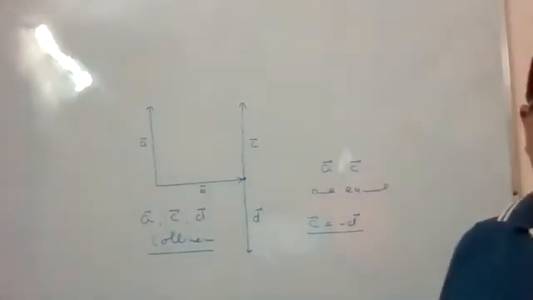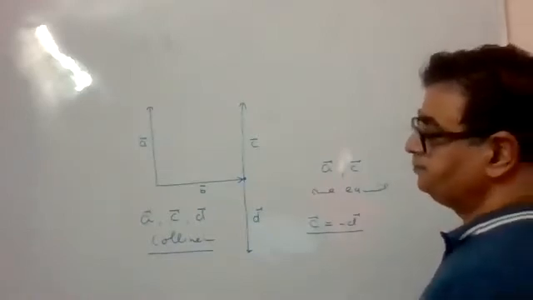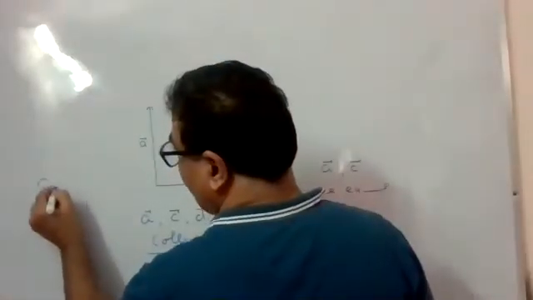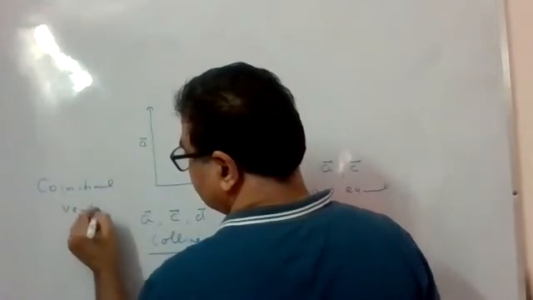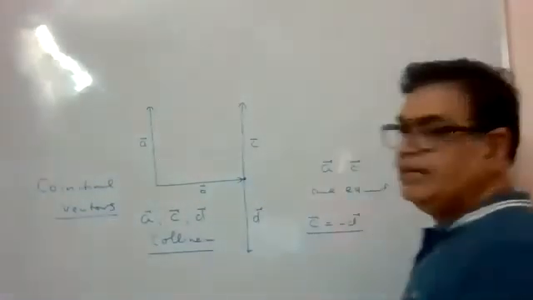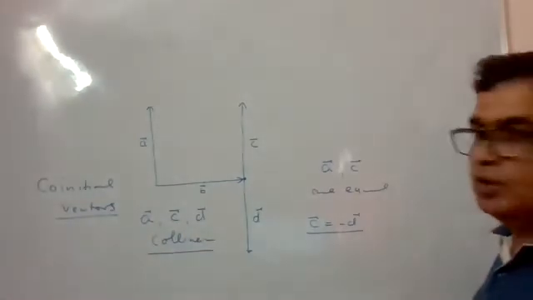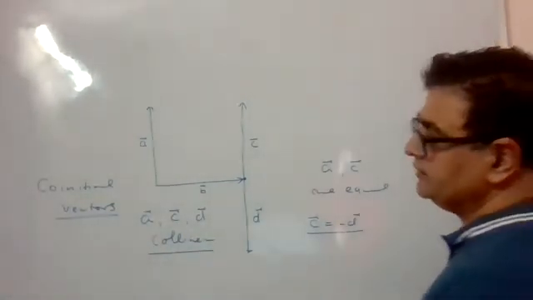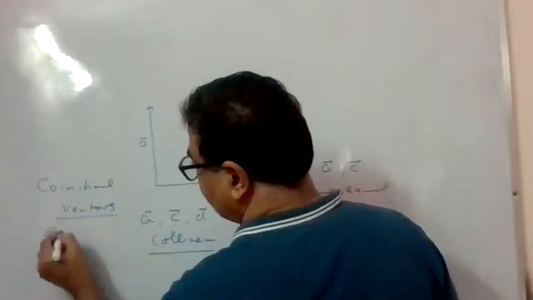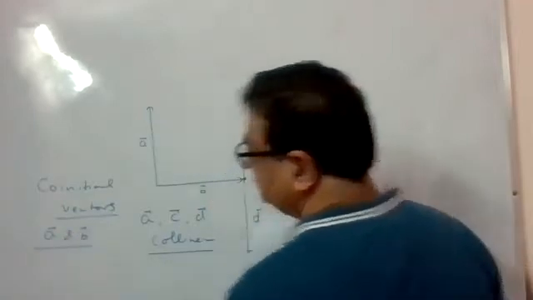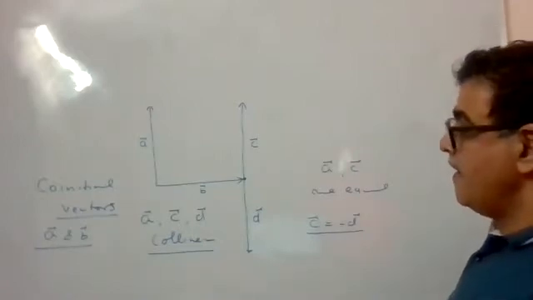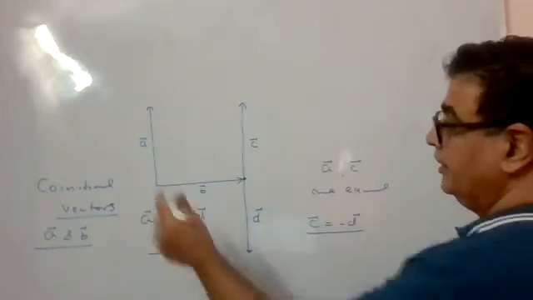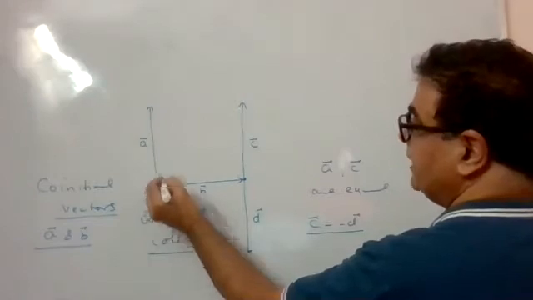Which are co-initial vectors? A and B. Yes, co-initial are A and B. Any other? A and B are co-initial.